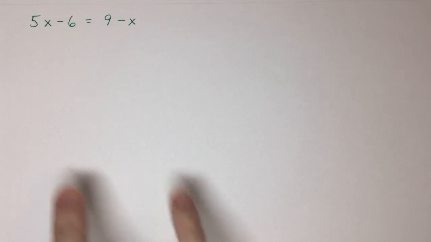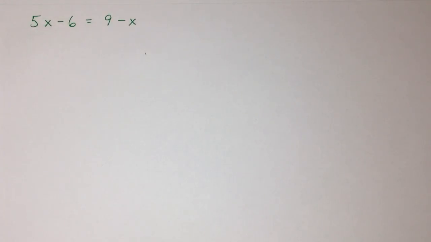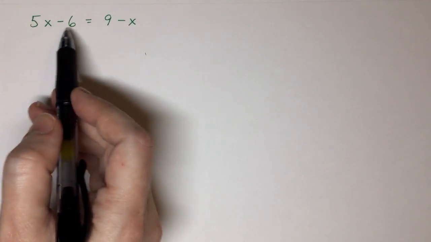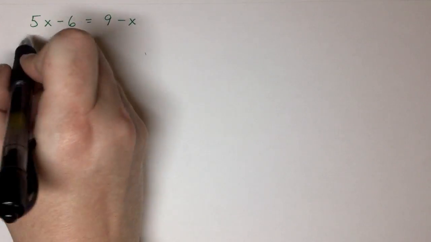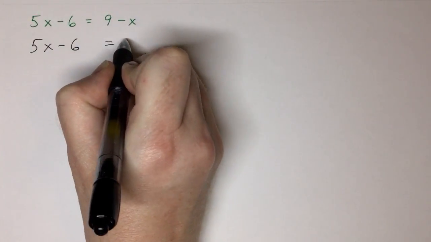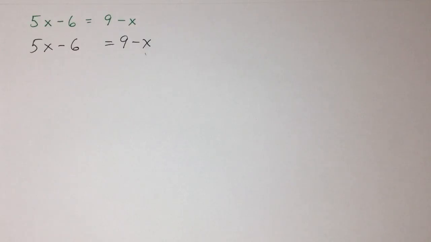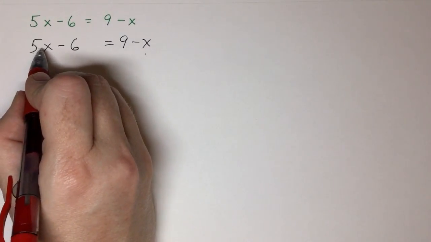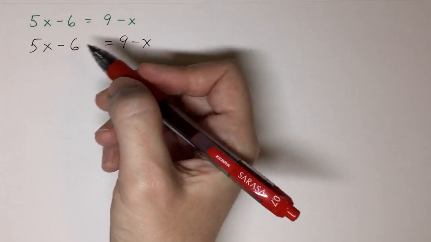So here, variables on both sides of the equation. I need to collect all my variables on one side. It's not going to matter which side I move them to because I've got constants on both sides as well. 5x minus 6 is 9 minus x. I think I'll move my variables to the left because I've got more x's on the left.